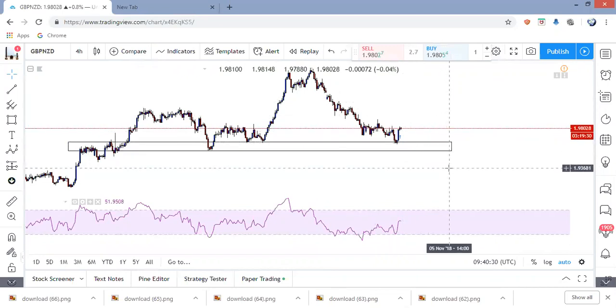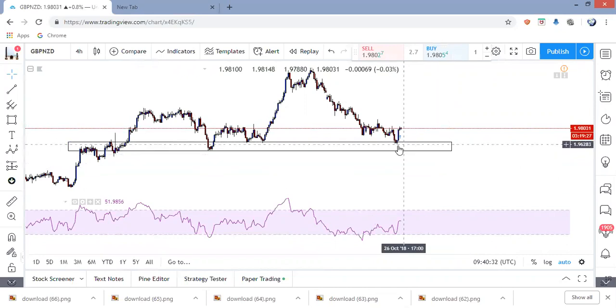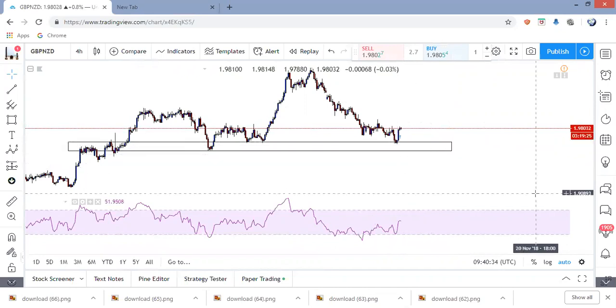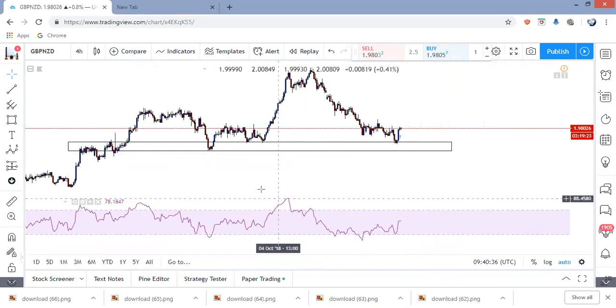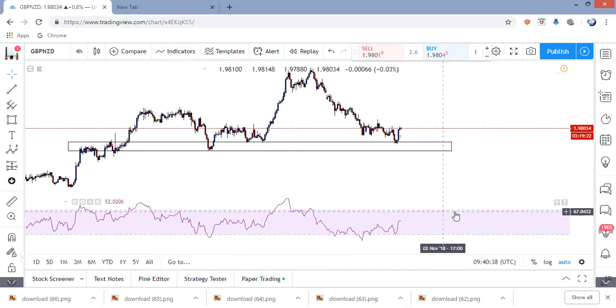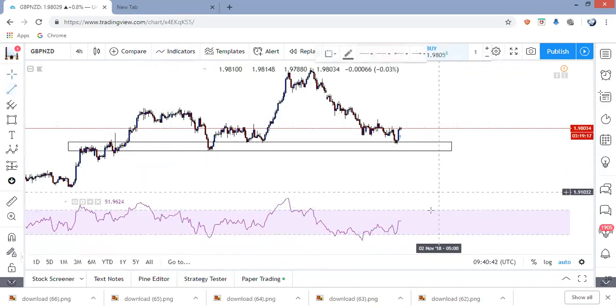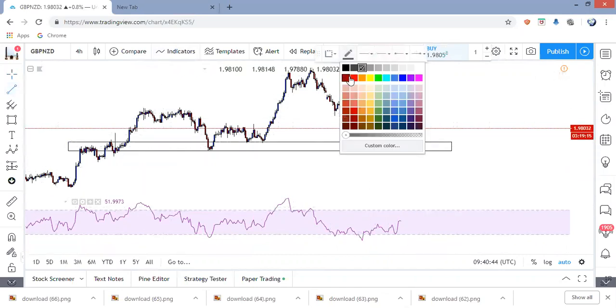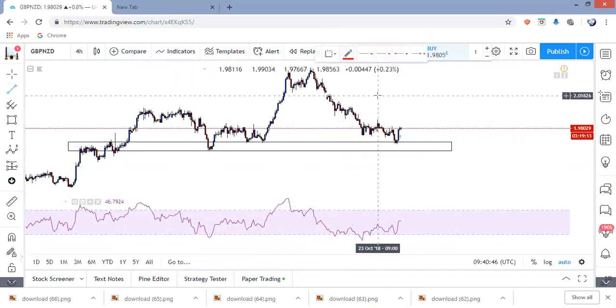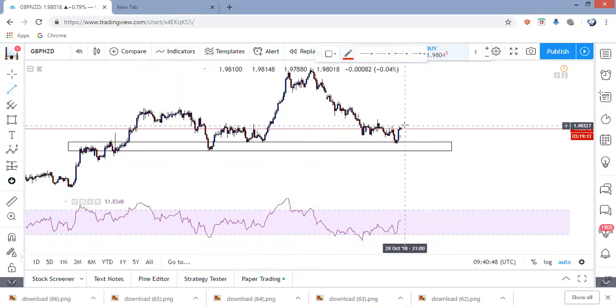Now I need a confirmation because I can't only use one confirmation. I need more confirmations. And then I look at my RSI. What I'm looking for at the RSI is divergence. So divergence is basically if the price is giving me lower lows, then the RSI should be giving me the opposite of that, right?